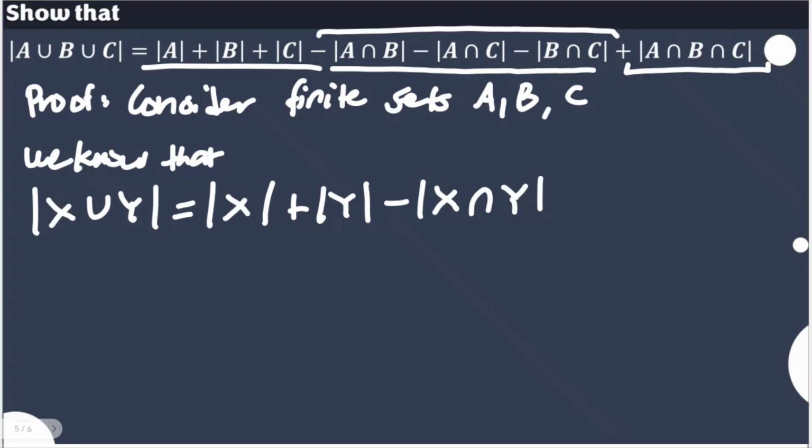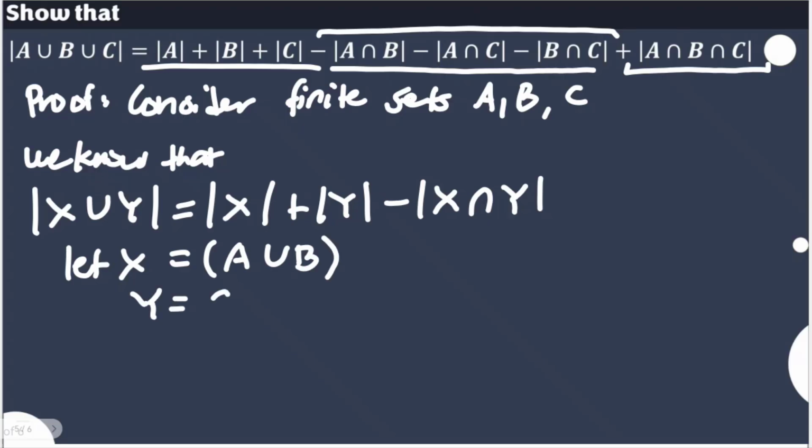Now, let x be the union of A and B as a whole, and y be equal to C, so that we could look into this perspective and have this form here. So instead of A union B, you will have to group that. Let's group this one here, and then union C.